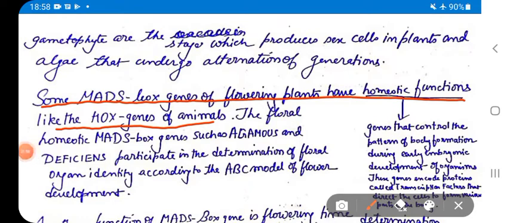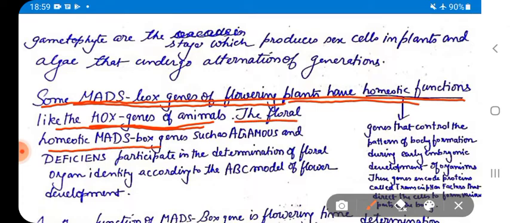So, as I have said here, most of the MADS-box genes of flowering plants have homeotic function. It means that these genes control the pattern of body formation during early embryonic development of organisms. They encode proteins which are transcription factors, which direct the cell to form various parts of the body. Just like the Hox genes in animals, the MADS-box genes of flowering plants have homeotic function.